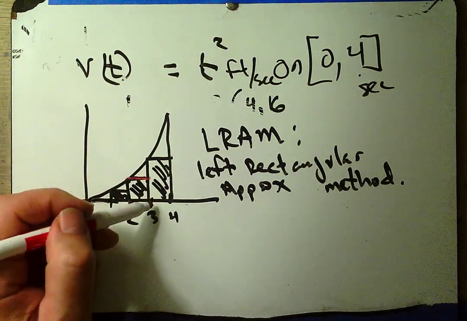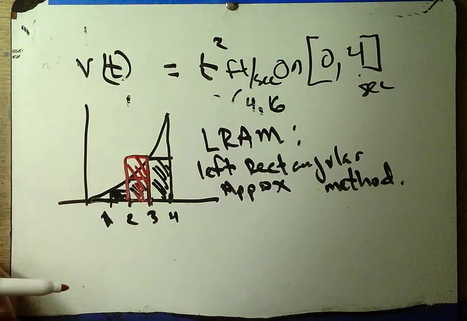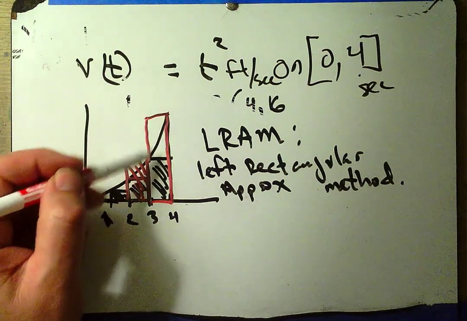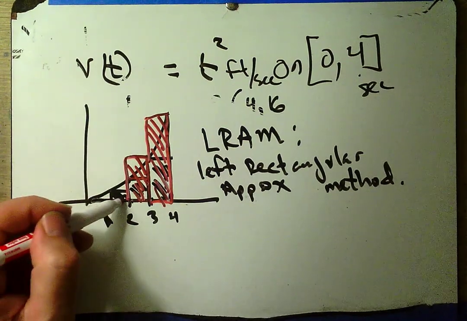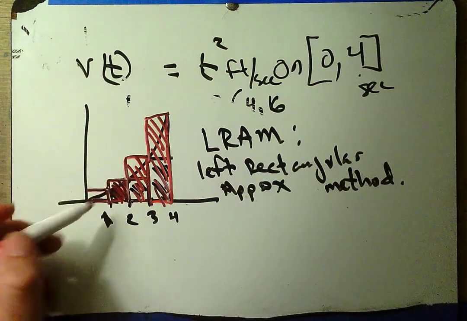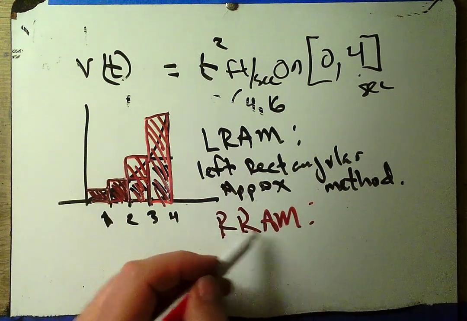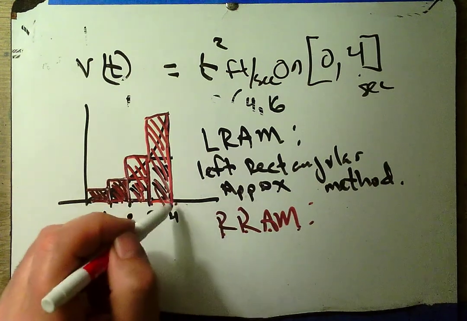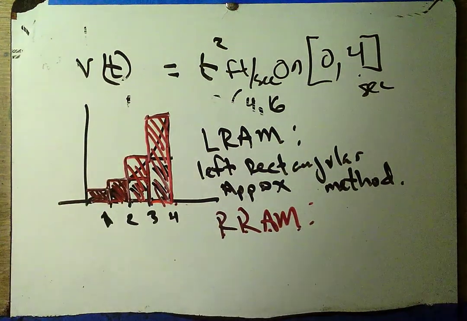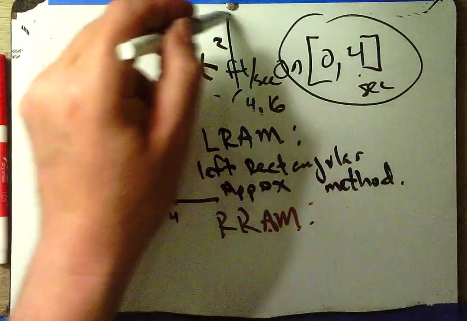Or, if instead of going to the left side of the interval, we went to the right side of that interval, went up until we got to the curve and came across, we'd be finding that area. And we can see here that this approach is called RRAM. RRAM is right rectangular approximation method, where I start on the right side of the interval, go up to hit the curve, come back across, and down. Here's my rectangle. Okay? So let's calculate LRAM and RRAM on the interval from 0 to 4 using this function.